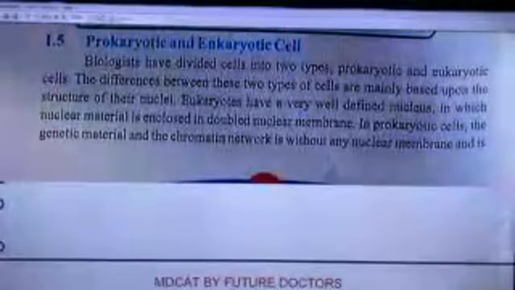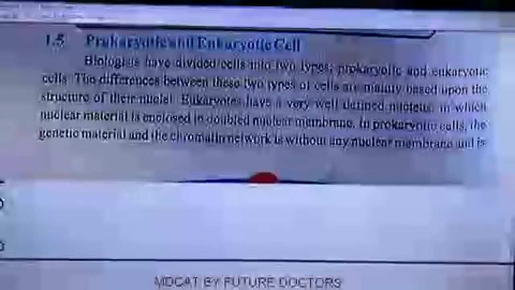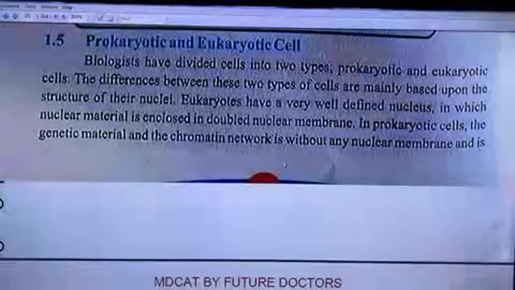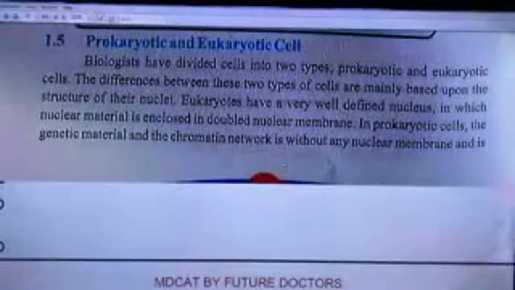Prokaryotic and eukaryotic cells. Biologists have divided cells into two types, prokaryotic and eukaryotic cells. The differences between these two types of cells are mainly based upon the structure of their nuclei. Eukaryotes have a very well defined nucleus in which nuclear material is enclosed in a double nuclear membrane. In prokaryotic cells, the genetic material in the chromatin network is without any nuclear membrane and is directly submerged in the cytoplasm.